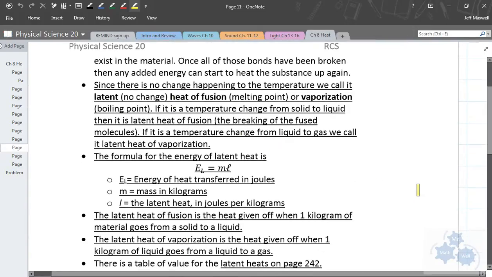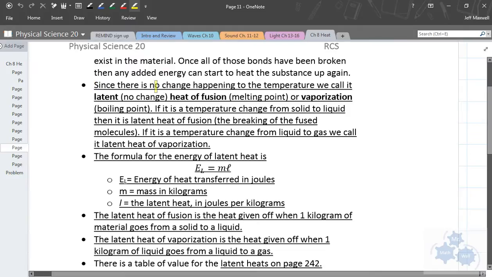So let me talk about what's happening during that phase change. And just like we have an equation for the amount of energy that's used to change the temperature of something, we also have, and we're going to see right down here, a formula for calculating the energy during a phase change. So once all the bonds have been broken, then the energy will start to heat the substance up again and the temperature will change. So once that phase change is complete.